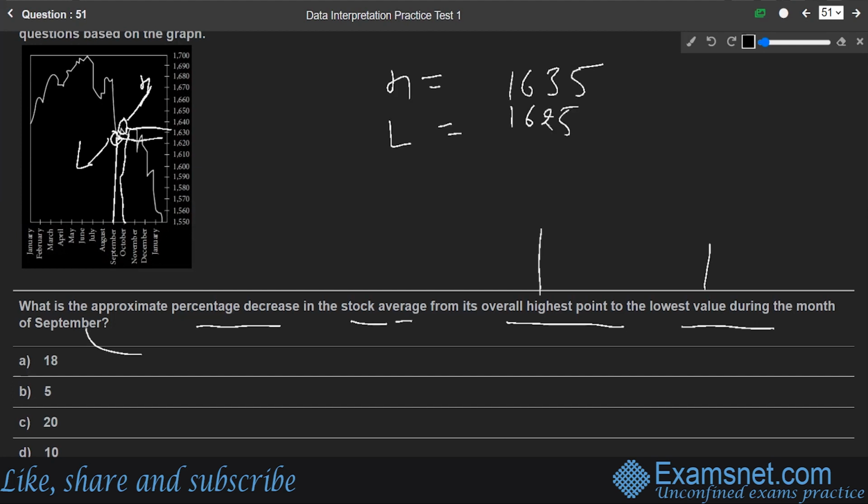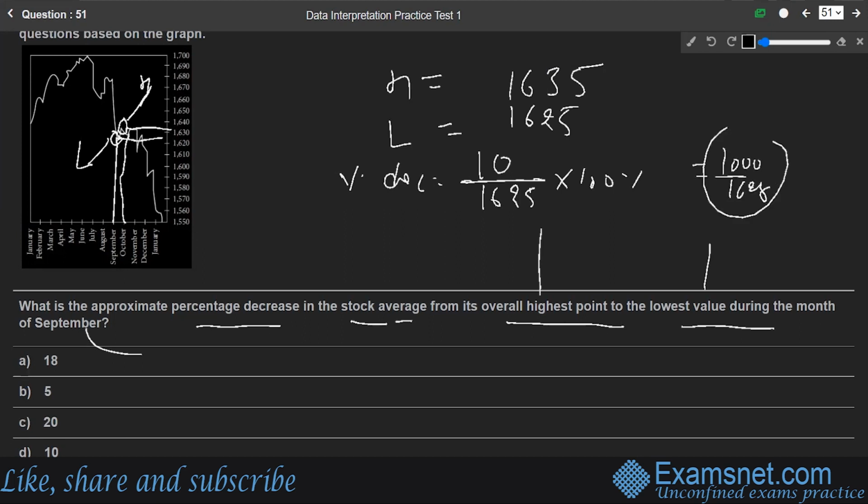So clearly we have to find out the percentage decrease. The decrease value is 10. The percentage decrease is always calculated as the decrease value over the original value. So 10 divided by 1625 into 100%. This is what we have to solve. So this is close to 1000 divided by 1625, which can be registered as approximately equal to 5%. So that becomes the right answer.